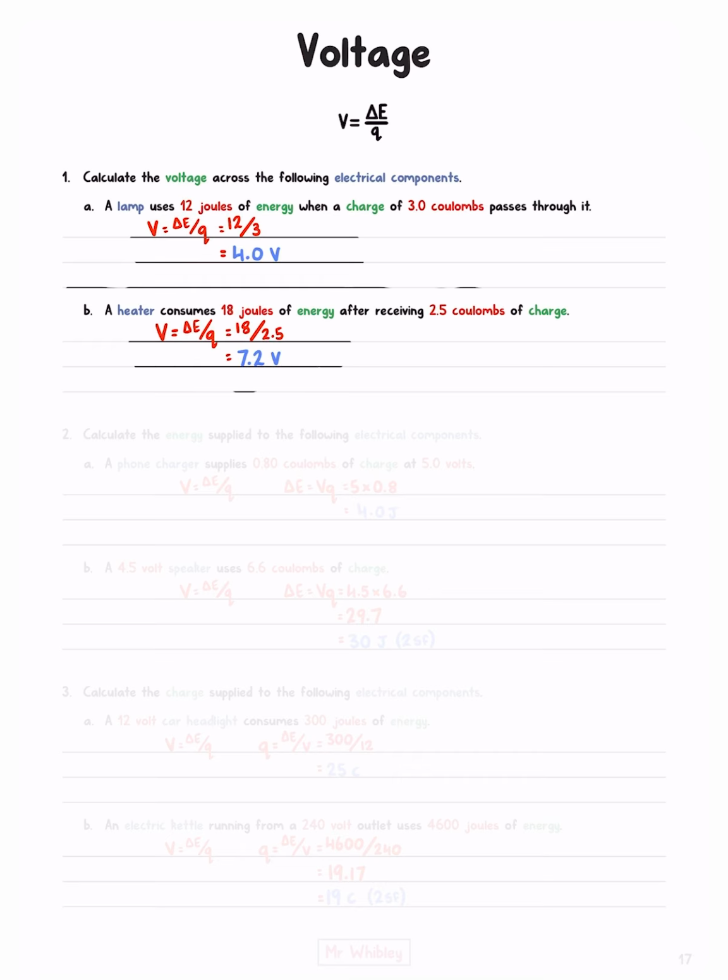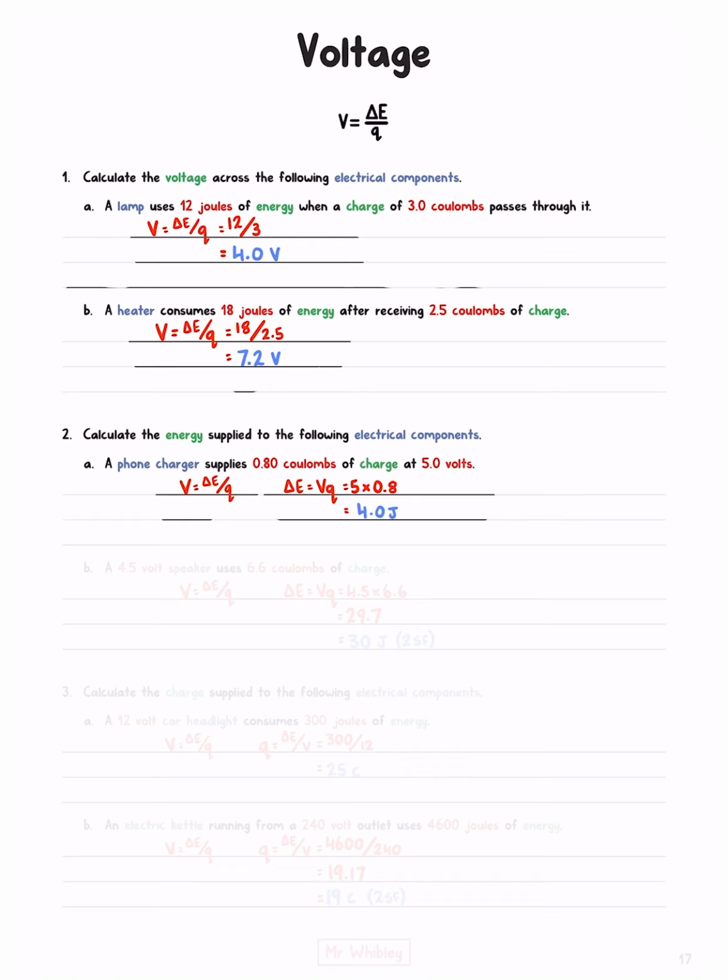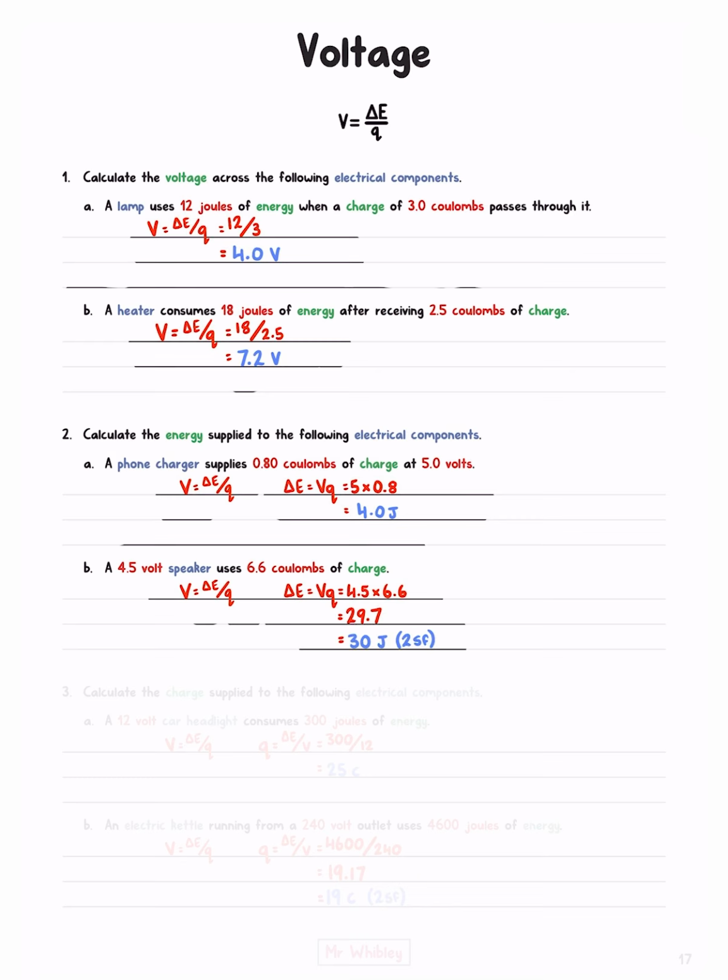Question 2. Calculate the energy supplied to the following electrical components. A phone charger supplies 0.8 coulombs of charge at 5 volts. Knowing that voltage is energy over charge, we can multiply both sides by charge to find that the energy is voltage times charge. Putting in our voltage and our charge gives us 4 joules. A 4.5 volt speaker uses 6.6 coulombs of charge. Knowing our voltage equation and rearranging as we did above, putting in our voltage and our charge gives us 29.7 or 30 joules to 2 significant figures.